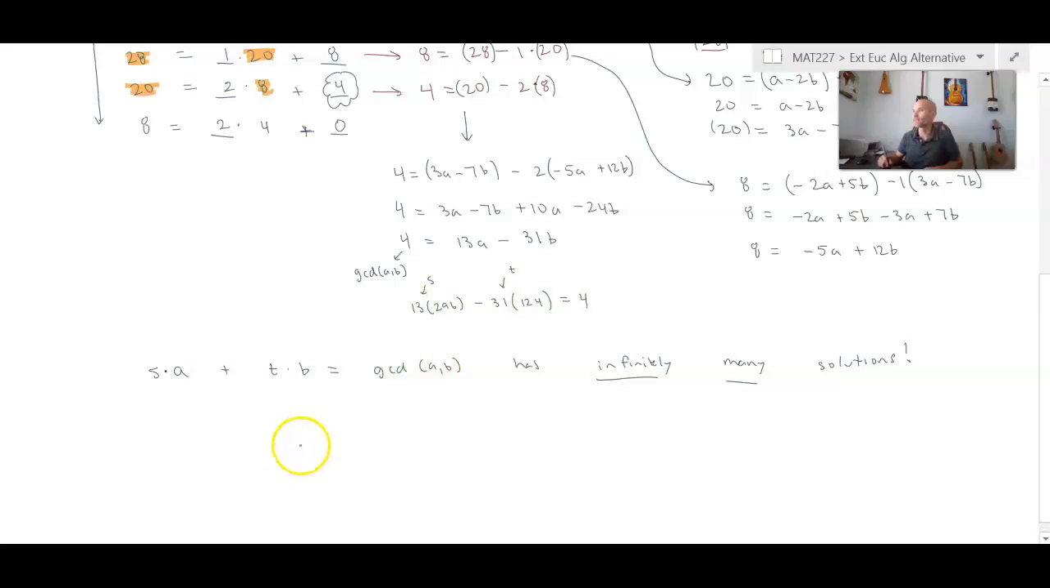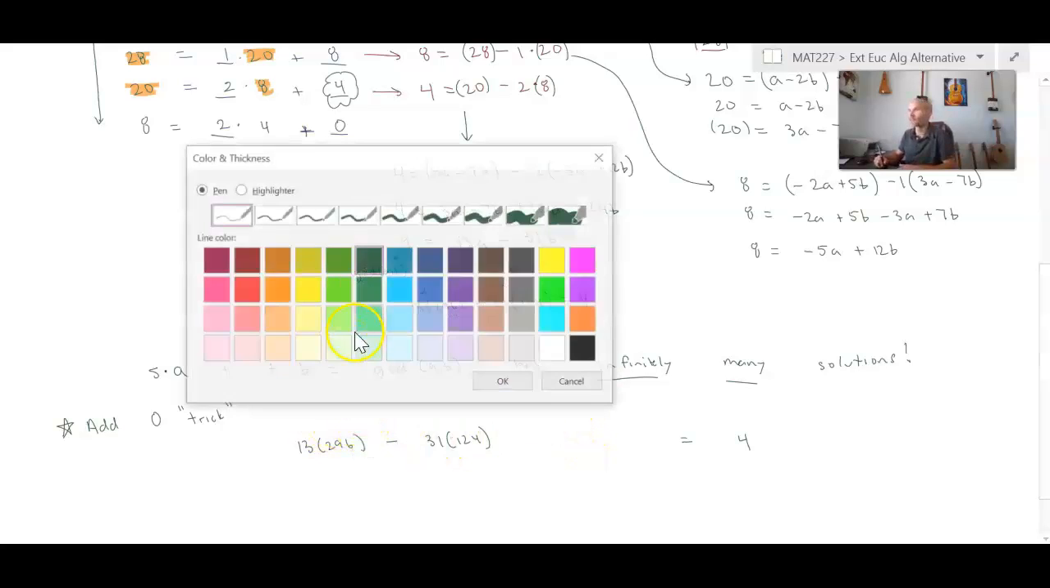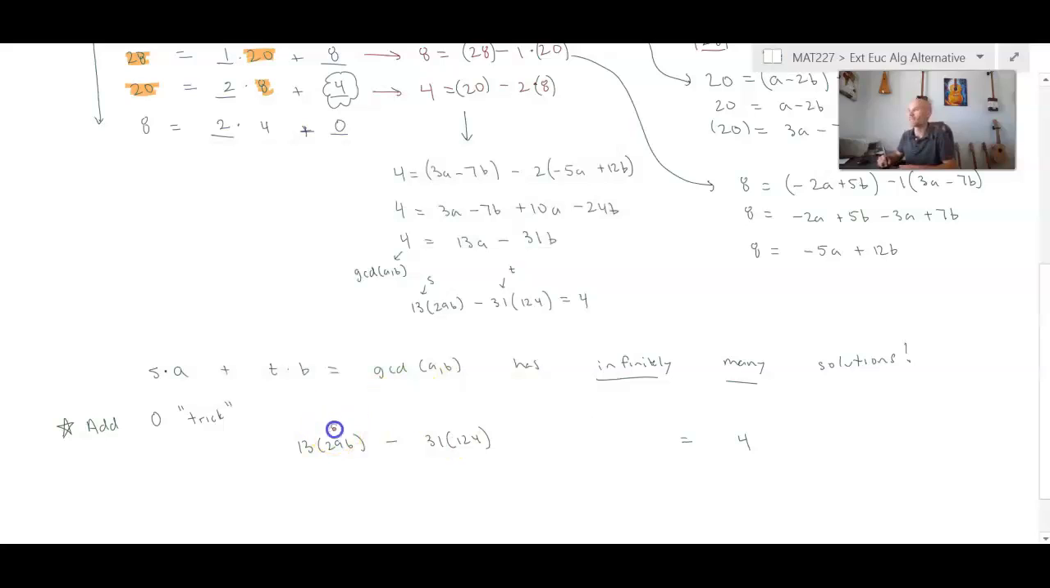13 times 296 minus 31 times 124. One thing that I could do here, and this equals 4, I'm going to leave myself a little bit of space. And what we're going to do is perform a little add 0 trick. Okay, so we can probably agree that if I add something and simultaneously subtract it, then those two quantities will cancel out. So let's recall that this value here is a, and this value here is b.